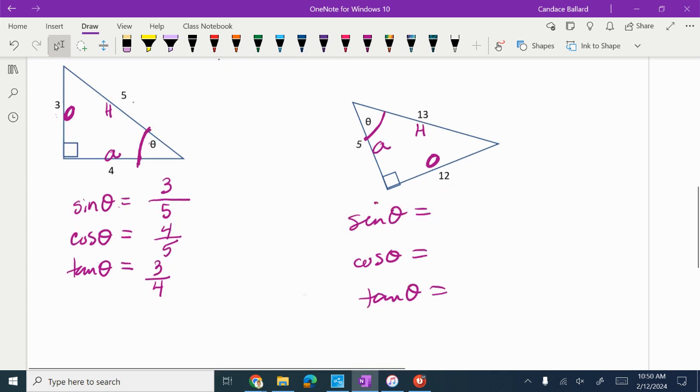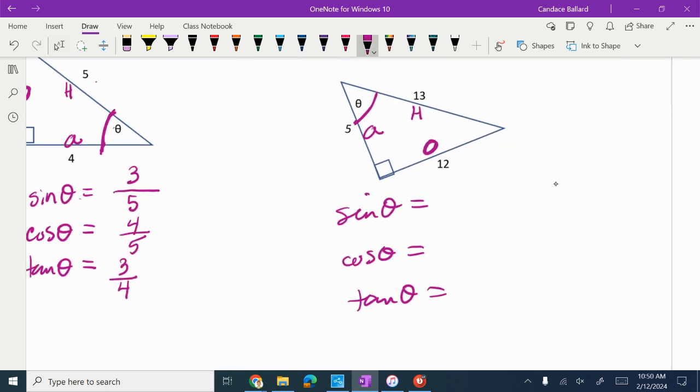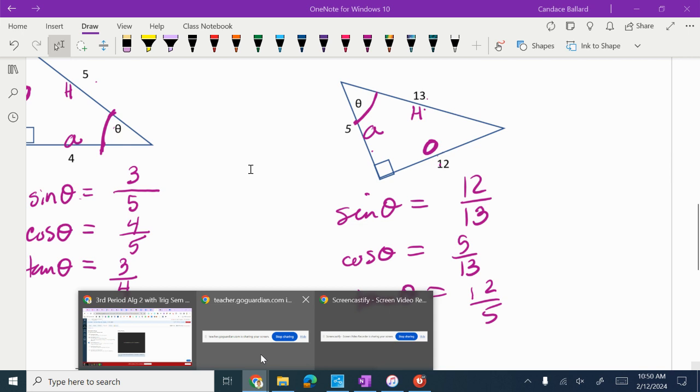Okay, let's check it out. So for the sine, what did we write down? 12 over 13, our opposite over hypotenuse. What about for cosine? 5 over 13, adjacent over hypotenuse. What about for tangent? 12 over 5, our opposite over our adjacent. And you guys, leave it improper. Do not reduce it to any kind of mixed numbers. All right, that's where we're going to stop on that today. We will work on it again tomorrow.